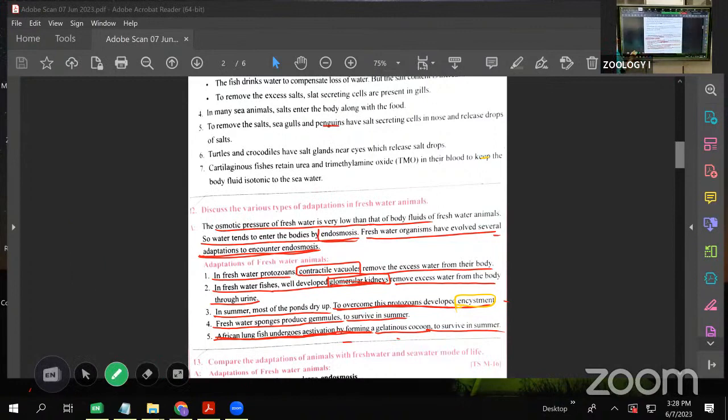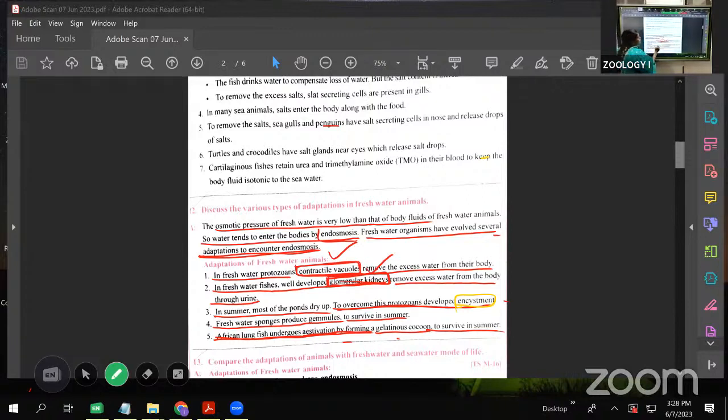What adaptations occur here? Mainly, the protozoans have the contractile vacuole for the loss of water. Excess water is there for the removing purpose. They have the contractile vacuole. Freshwater fishes have glomerulus kidneys for removing the excess water. This one is for the removing of excess water. This glomerulus kidney is also useful for removing excess water through urine.